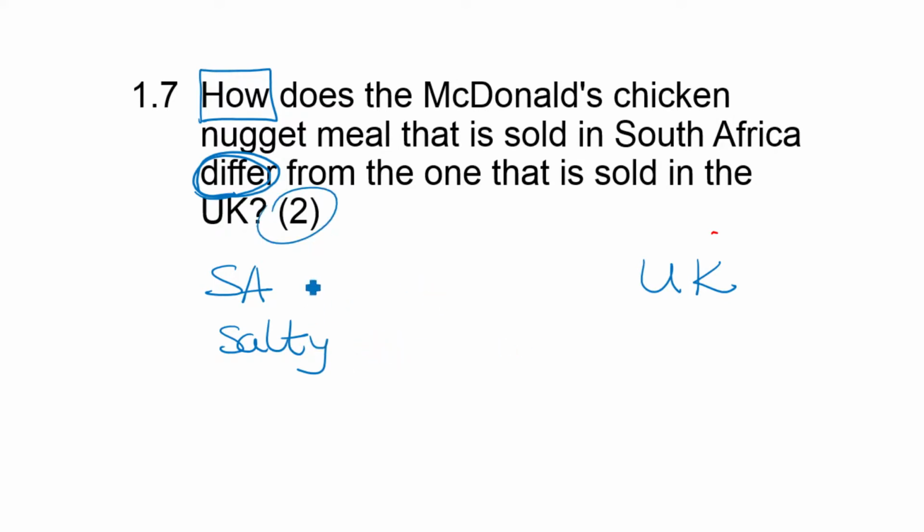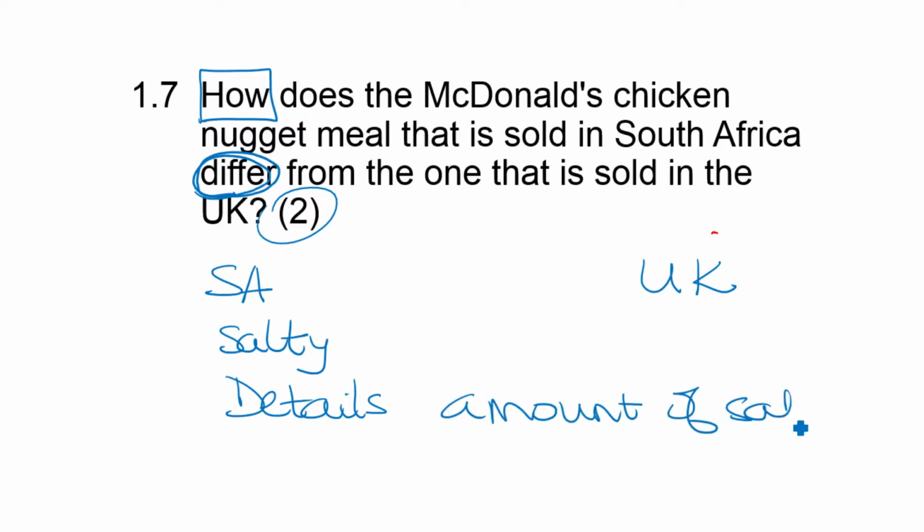Because if I just say the one in South Africa has more salt than the one in the UK, where's the second mark? Would we have to identify the amount of salt? Okay, so maybe for that second mark, we'd look for the amount of salt. So what I'm saying here is you look at the 2 marks, and you need to ask yourself, where's the second mark coming from?